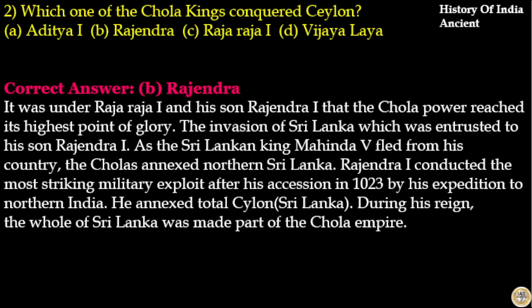It was under Rajaraja I and his son Rajendra I that Chola power reached its highest point of glory. The invasion of Sri Lanka was entrusted to his son Rajendra I, as the Sri Lankan king Mahendra V fled from his country. The Cholas annexed northern Sri Lanka. Rajendra I conducted the most striking military exploit after his accession in 1023 by his expedition to northern India. He annexed total Ceylon, that is Sri Lanka. During his reign, the whole of Sri Lanka was made part of the Chola Empire. So here the answer to this question is option B, Rajendra.